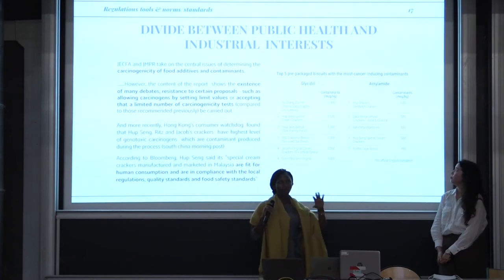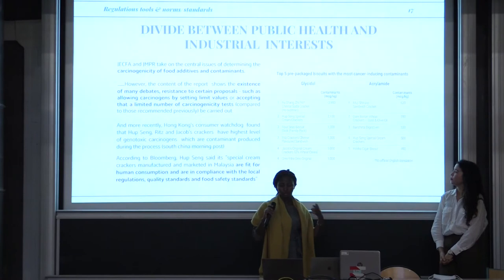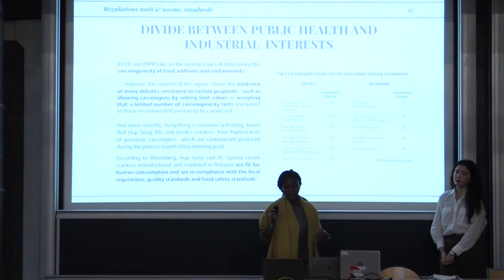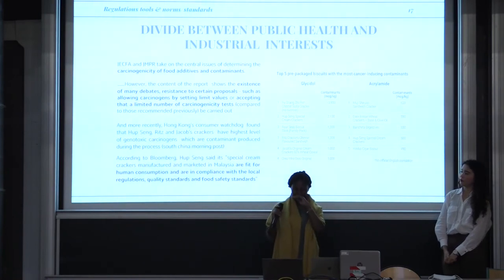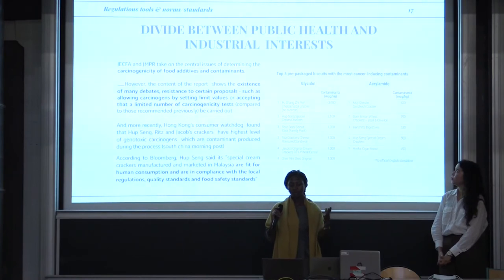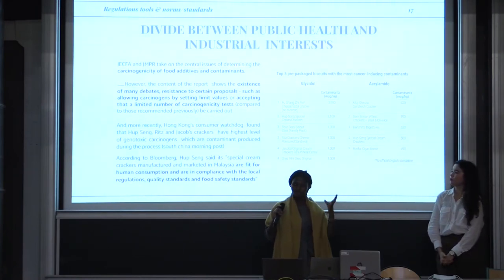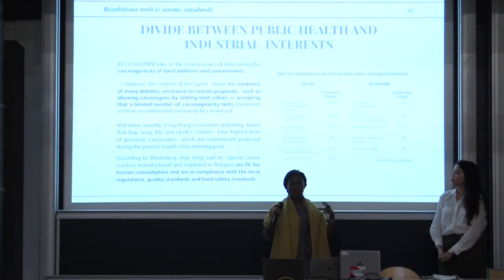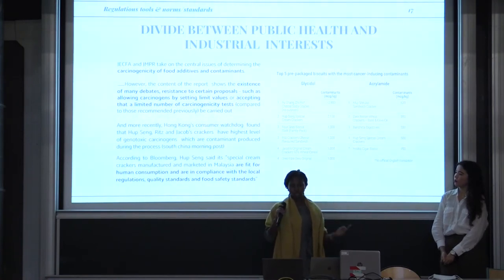So now that we have an idea of how the expert committee is formed, we're trying to see that, since these scientific experts have a close working relationship with the industry, definitely there will be a conflict of interest. They will have to choose between either trying to protect the public interest or promoting the industrial interest. So I'll use the example of the carcinogenicity of food additives and contaminants. We try to see how those expert committees manage the issue of carcinogenicity and how they address it when carcinogenic substances are found in some food substances.